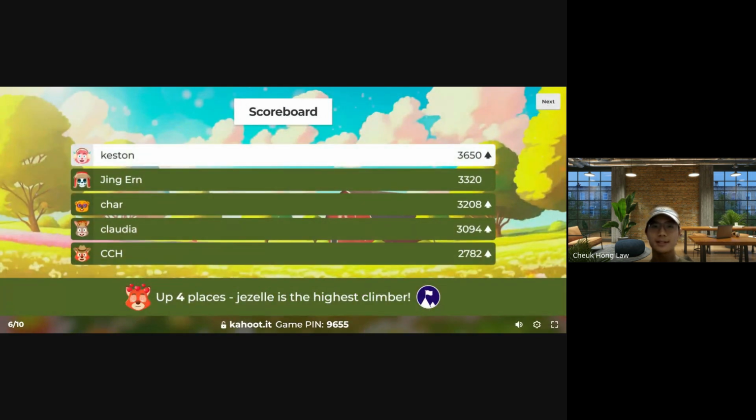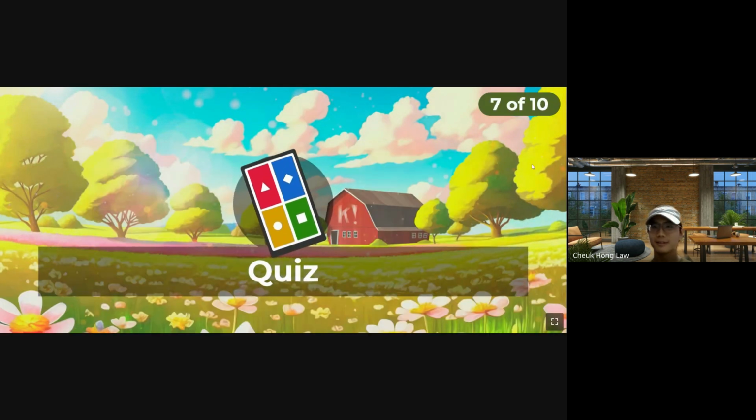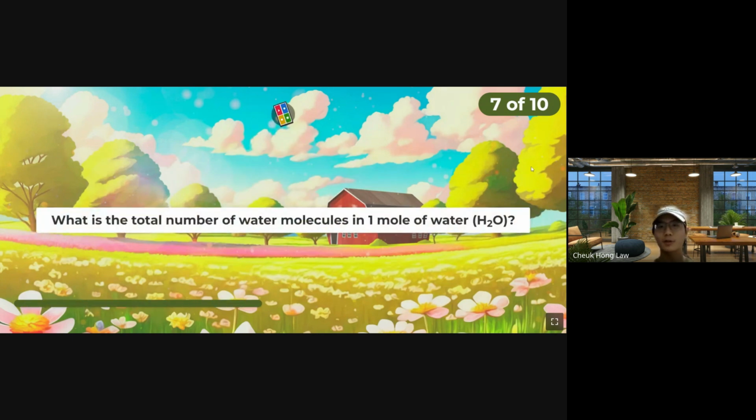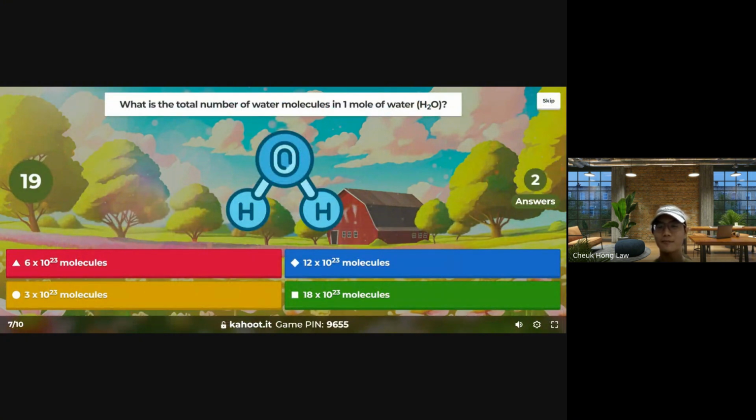Okay. Gaston is back in the lead. What is the total number of water molecules in 1 mole of water? Okay, now they're asking for water molecules.